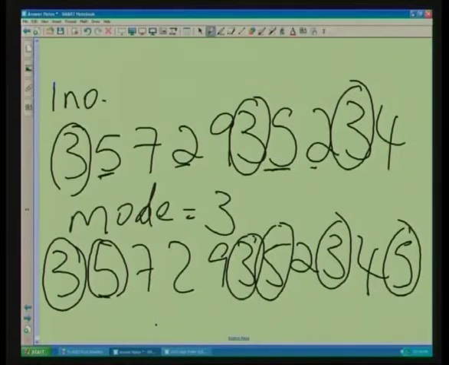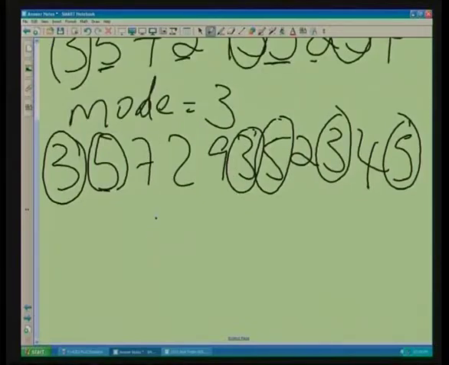Now, what is happening here is 3 and 5 appear the most. So what it simply means is that the 3 and my 5 will be my mode. Okay. So the mode, both the numbers.